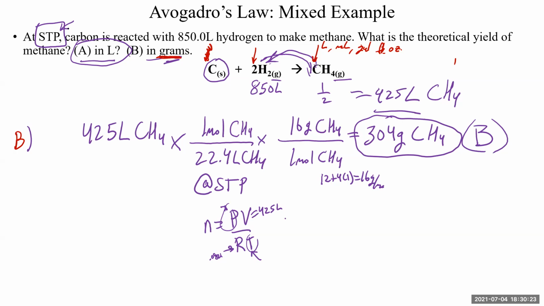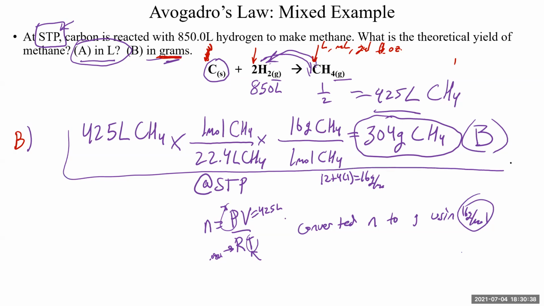And then we would have calculated the value of N, and then we would have converted N moles to grams using 16 grams per mole. The rest of it would have looked exactly the same. It wouldn't have been as neat and as sequential as this is, but we would have been able to solve it. So that's an Avogadro's law type problem as well.